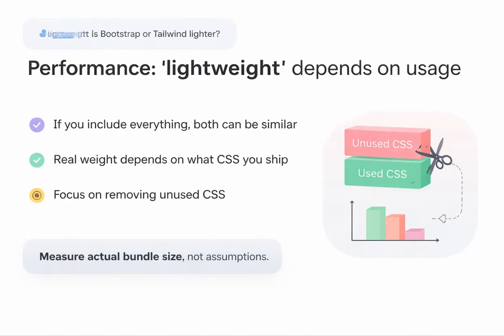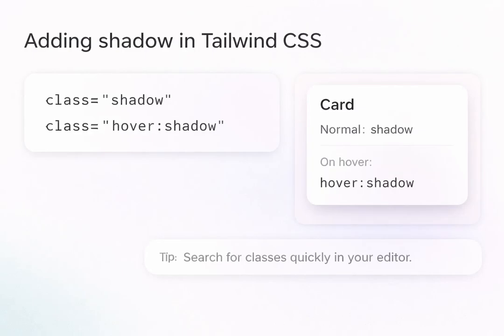When asked which is more lightweight, the response is essentially that they can be similar, because lightweight depends on how you build and ship your CSS. If you include large, unused parts of a framework, any framework can become heavy. The better mindset is ship only what you need, remove unused CSS, and measure the real output size rather than relying on assumptions. They discuss a specific Tailwind concept, shadows. In Tailwind, adding a basic shadow is often as simple as adding the class shadow.